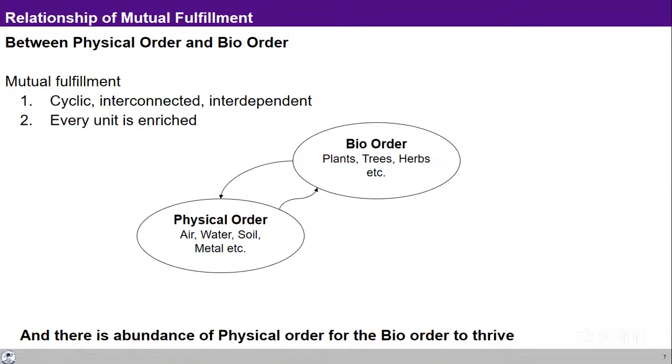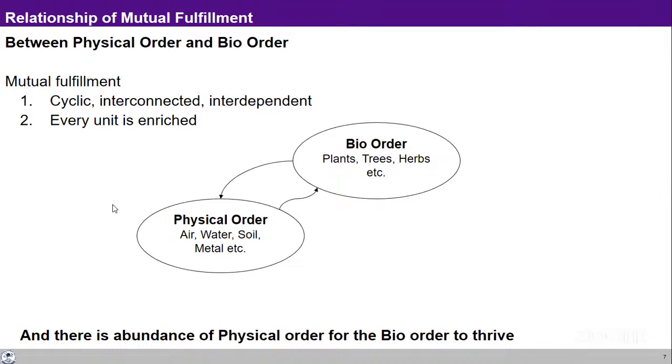How is the soil fertile? Because the leaves of the plants fall down to the soil naturally. The branches of the trees fall down to the soil naturally and get decayed. They stay there for a long time, get decayed, and the soil gets enriched. So the physical order and bio order are mutually enriching each other.